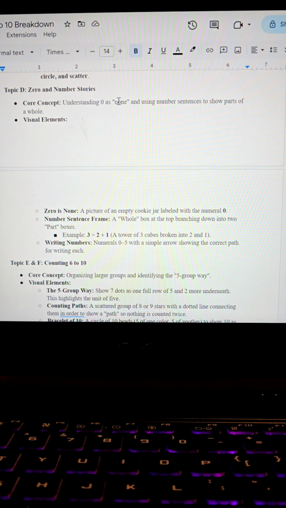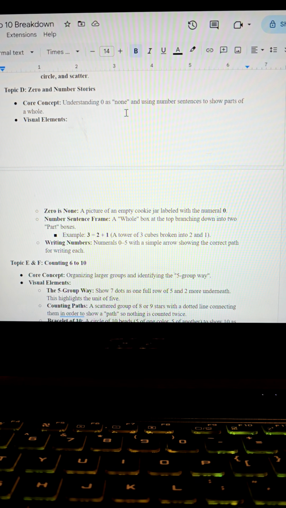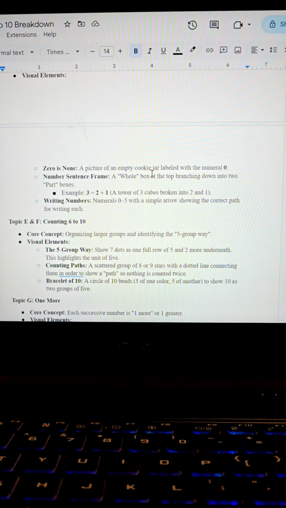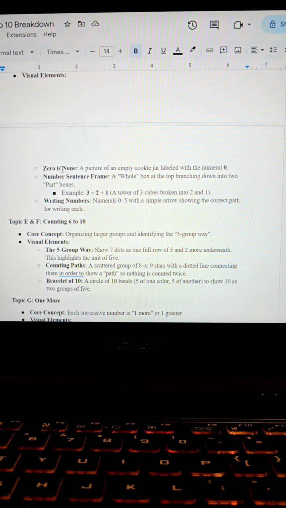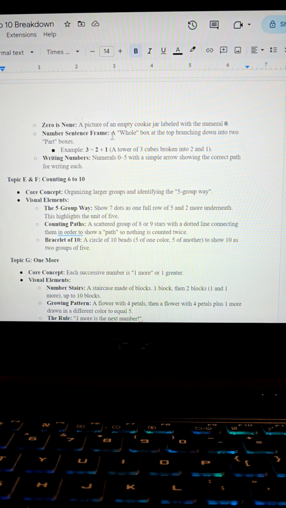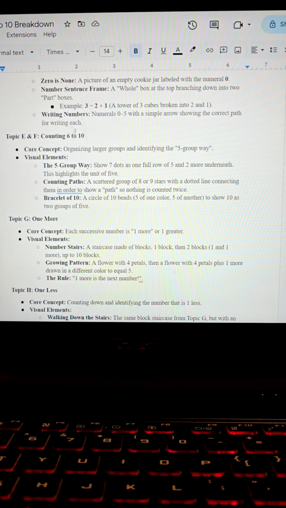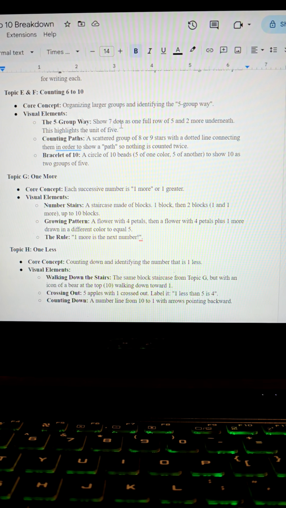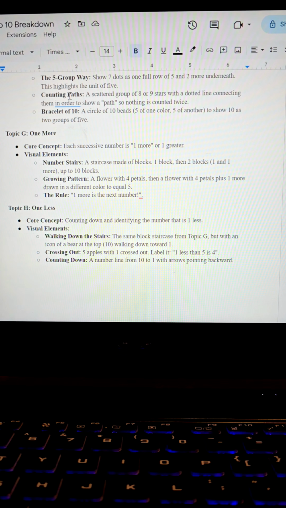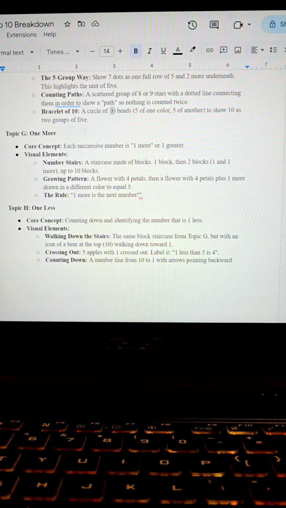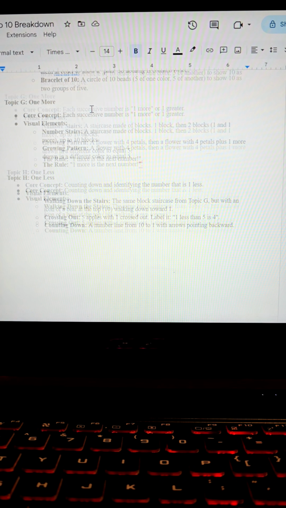Then we have a core concept of maybe a cookie jar that is labeled 0, so that 0 is none. A sentence frame, the writing numbers, that was just simple, but it's just there because it is important during that topic. The 5-group way, the scattered group, connected because of the counting paths. A bracelet of 10 with 5 one color, 5 another, to show groups of 5.